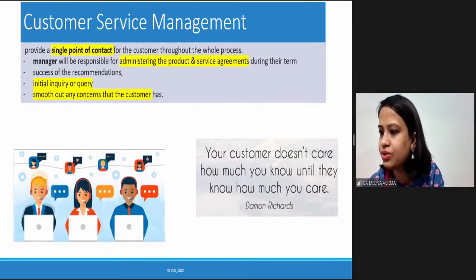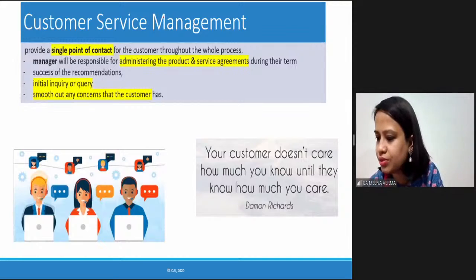Is there any doubt? You can ask me a query as well.